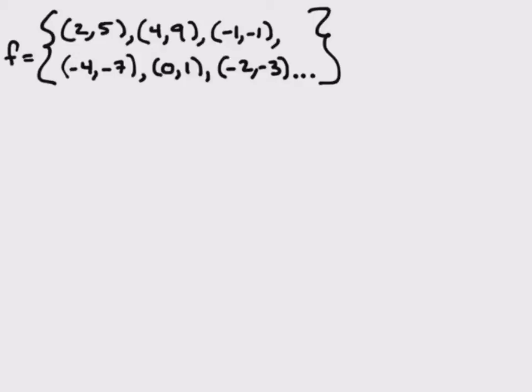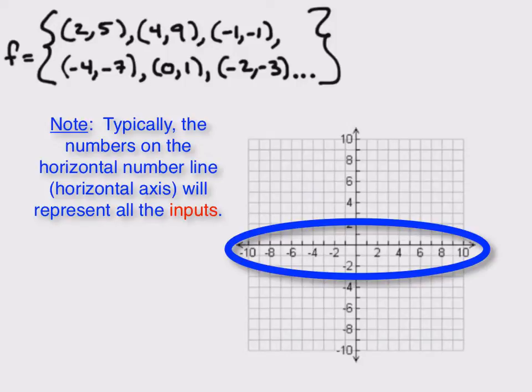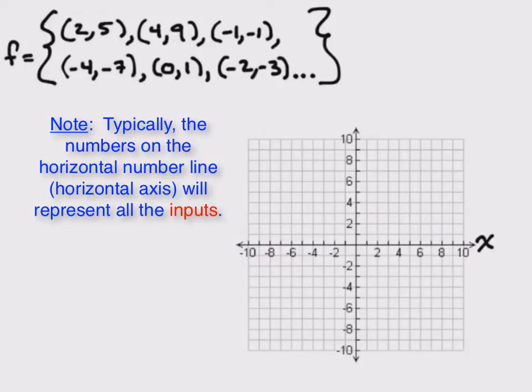So this brings us to our next way of representing functions, which is graphically. So how do we represent these graphically? Well, what we've got here is a horizontal real number line and a vertical real number line overlaid on top of one another. In general, our horizontal line typically represents all of our inputs, and it's helpful to let the reader know that by labeling that horizontal axis with an X or perhaps the word input.